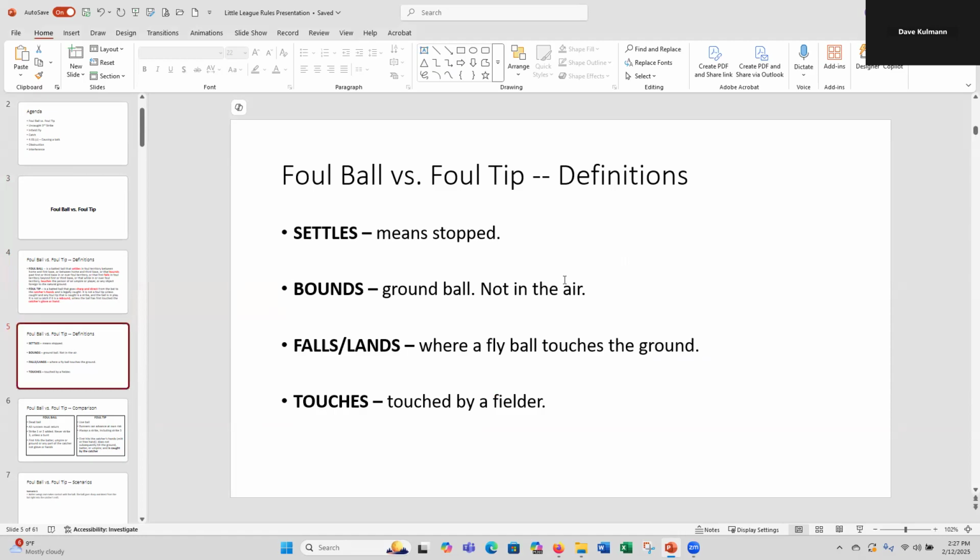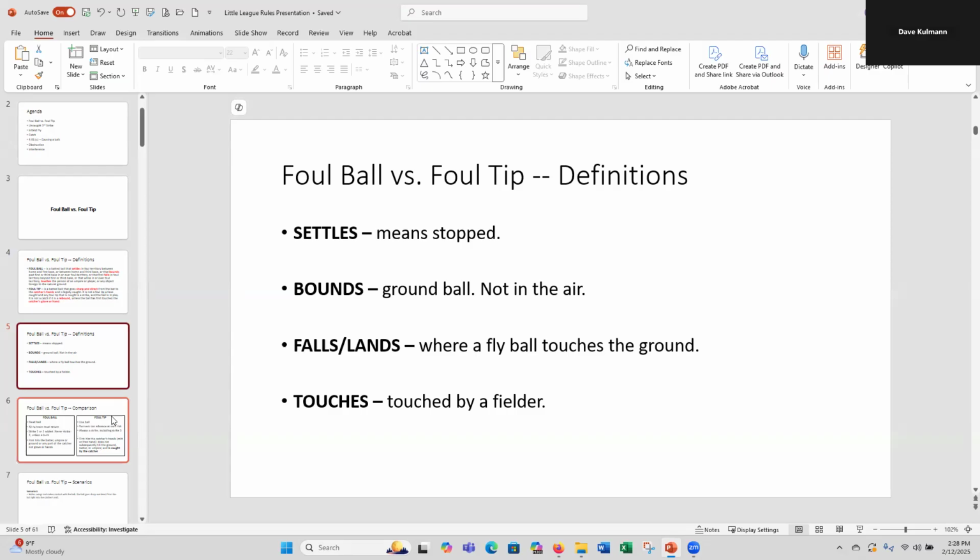So, what do the definitions mean? Remember in the foul ball definition, we had these words. Settles is nothing more than stop. It basically settles on the ground, and where does it stop after it's been rolling on the ground? Bounds is basically a ground ball. It's hit the ground and it's moving and it continues to move. It's not in the air. Fall or lands is where a fly ball touches the ground, or touches is where it is touched by a fielder.